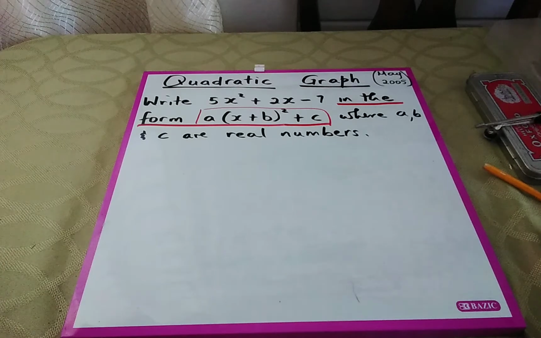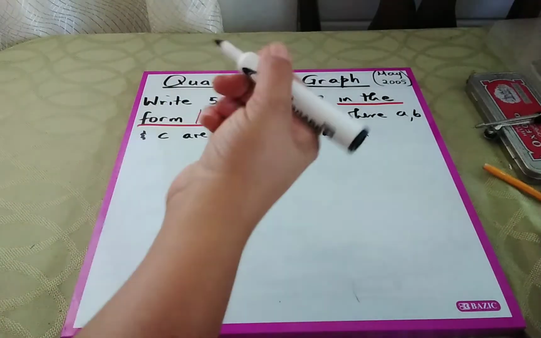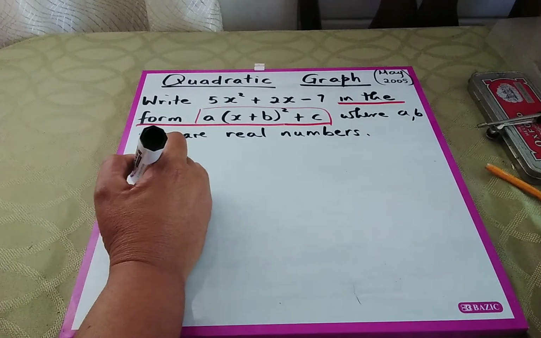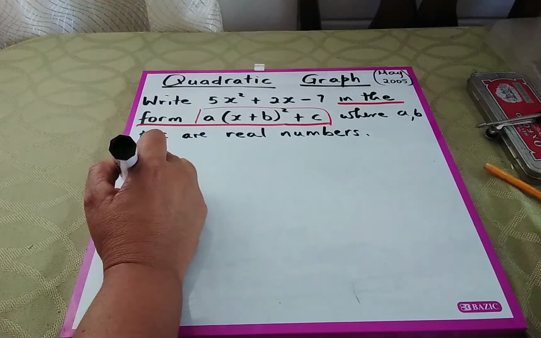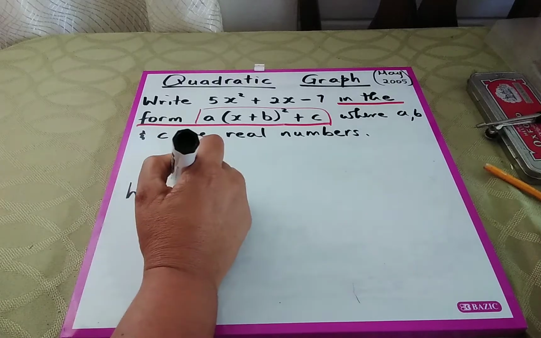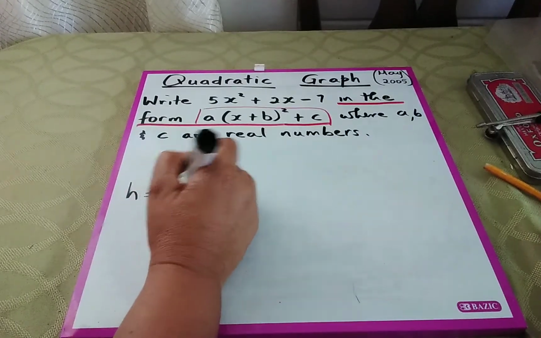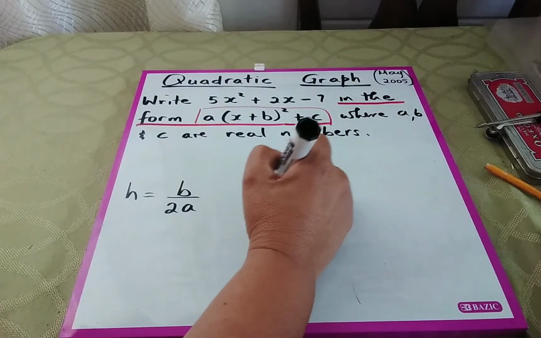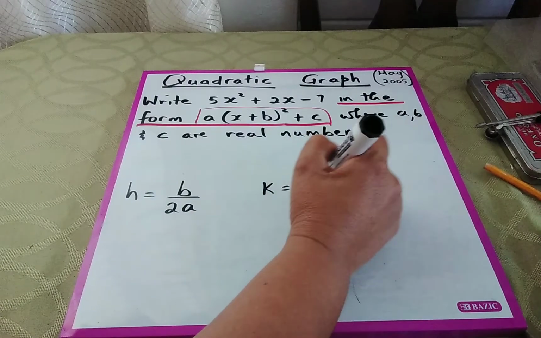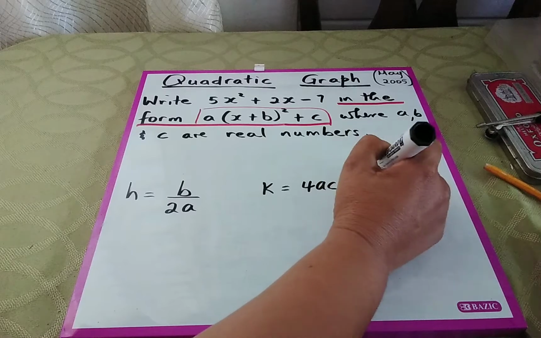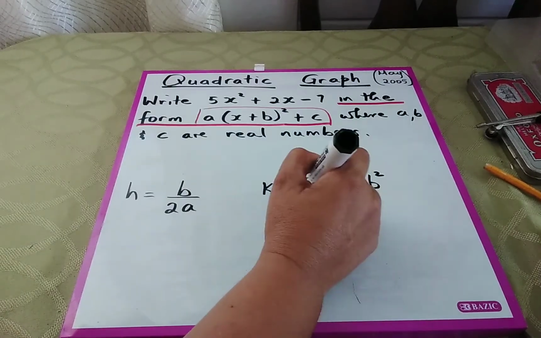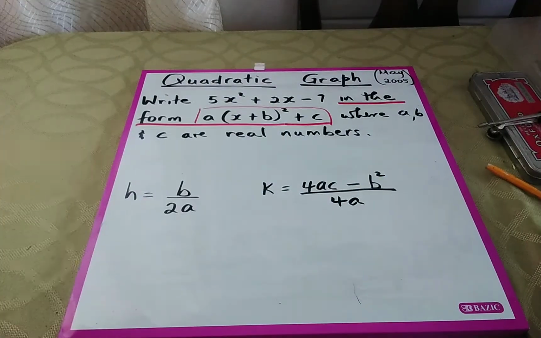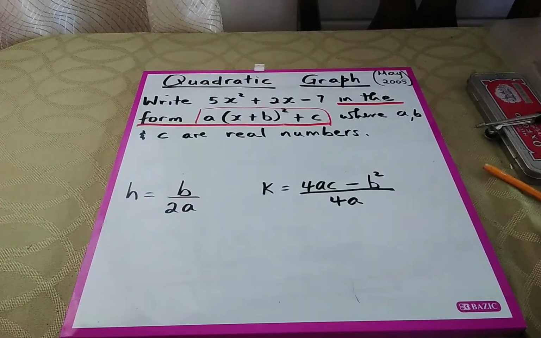What do I mean by H and K? The H and K method: the H formula is H is equal to B over 2A, while the K formula is equal to 4AC minus B squared over 4A. And it's just simple substitution.